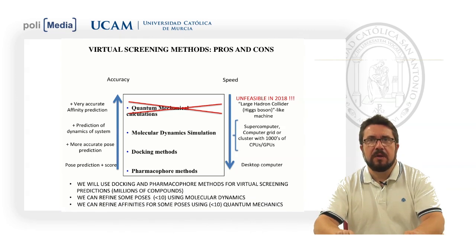So what we usually do is that we start to process a library of millions of compounds, starting from pharmacophore methods. Then we make a selection from these 1 million compounds to, let's say, 1,000 compounds, and then we apply docking methods, then molecular dynamics, and then we refine a very short list of compounds, typically tens, sometimes it can be hundreds, with quantum mechanical calculations. So this is the funnel approach.